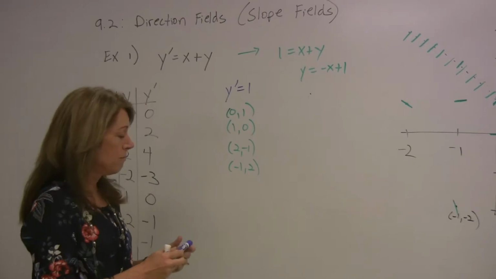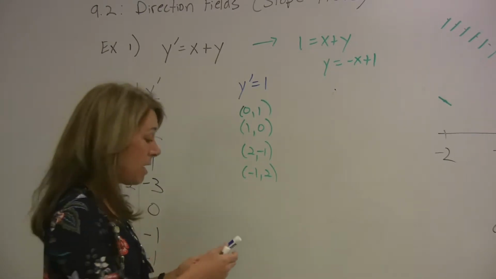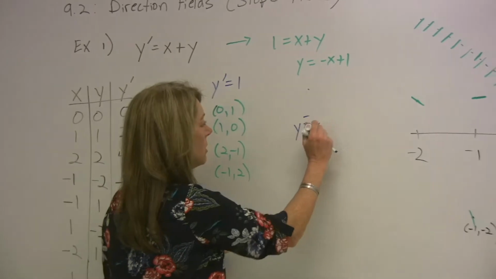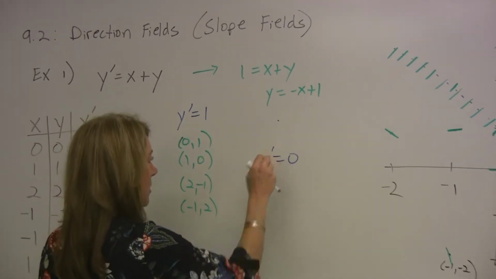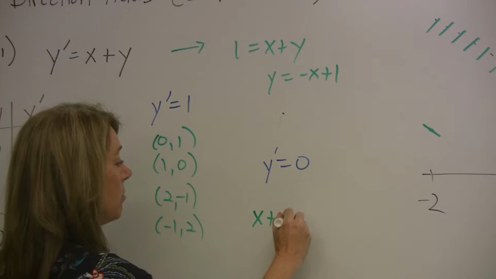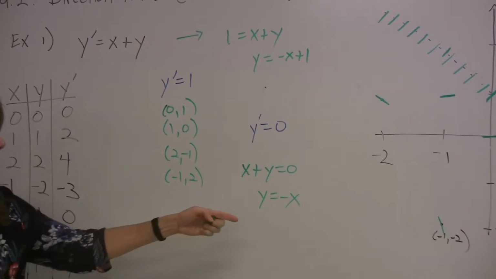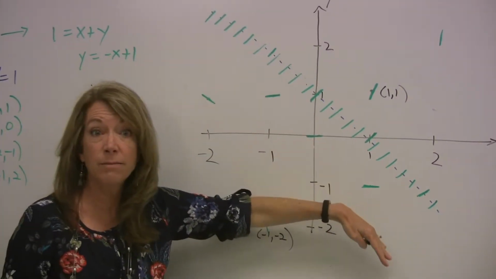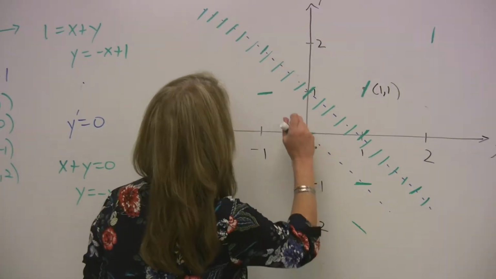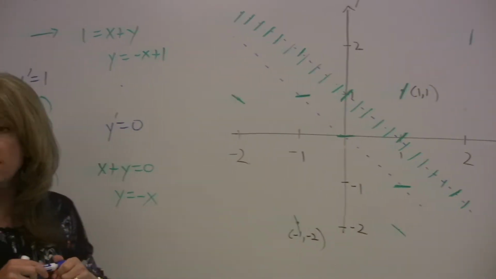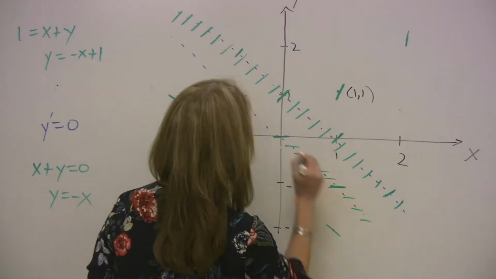What about when the slope is 0? Say it out louder, please. You set y prime equal to 0. Set y prime equal to 0. So if I want y prime equal to 0, then I have x plus y equals 0, or y equals negative x, which is the line that goes through the origin with a slope of negative 1. So I could follow this little line right here. If I follow that line, everywhere on that line, I'll have a slope of 0. So I could just come along and say, okay, these are all going to be horizontal, all the way along here.